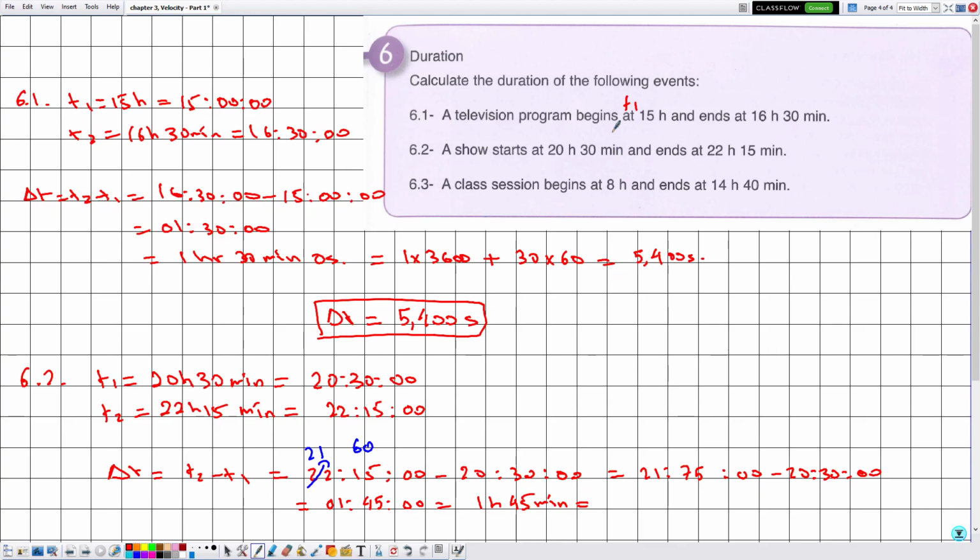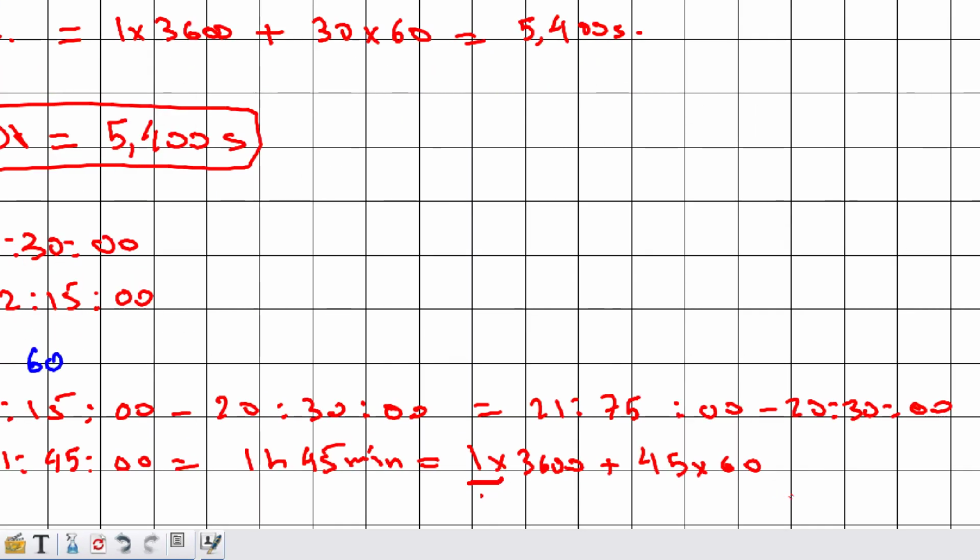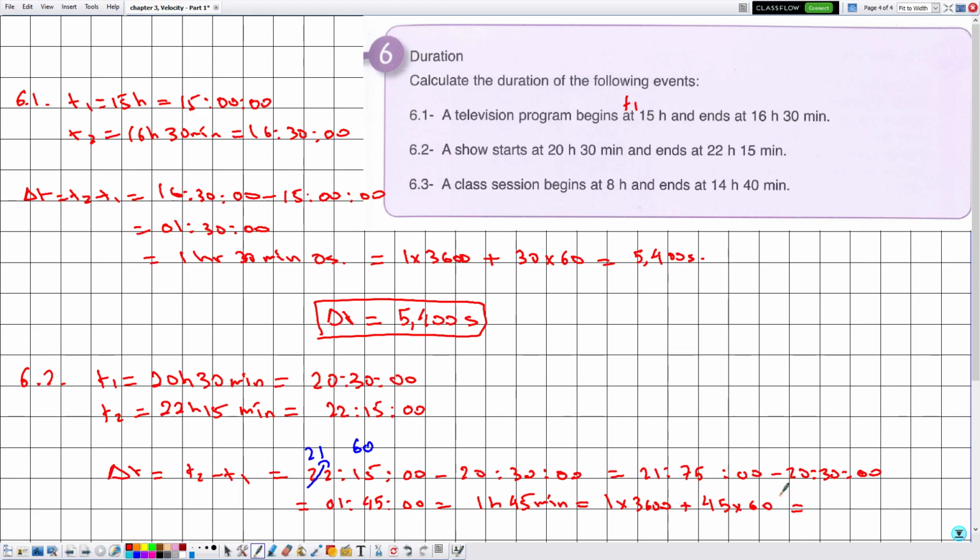Since they didn't specify the unit of duration, we need to calculate in the SI, knowing that each hour contains 3600 seconds and each minute contains 60 seconds. So this 1 is because we have 1 hour, and this 45 because we have 45 minutes multiplied by 60. Now plugging this on the calculator, we have that the duration delta t is given by 6300 seconds.